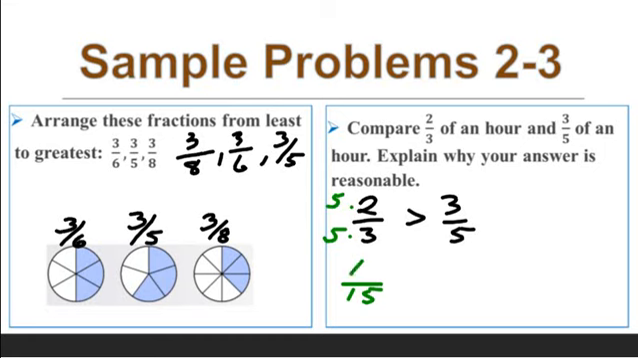2 times 5 would give me 10. This other fraction, I need to multiply the denominator by 3 to get 15 in the denominator. Whatever I do in the denominator, I must also do in the numerator. 3 times 3 is 9. 10/15 is greater than 9/15. So 2/3 of an hour is greater than 3/5 of an hour.